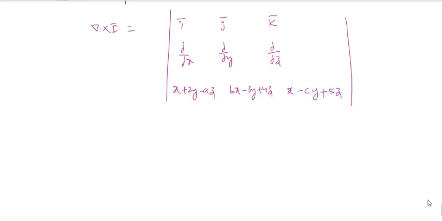So let me calculate this. I bar into (minus c, minus 4), minus j bar into (1 plus a), plus k bar into (b minus 2).